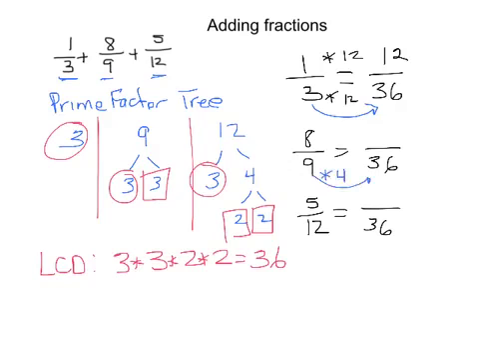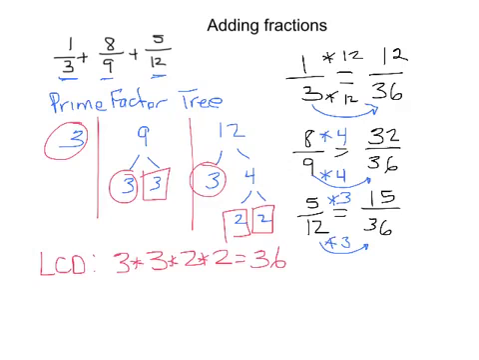I look at how did 9 get to 36. That would be by multiplying by 4. So I multiply the top by 4 as well to get 32. And then finally I see 12 to 36 would be times 3. So I multiply the top by 3, which would give me 15.